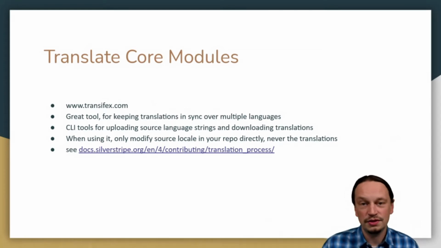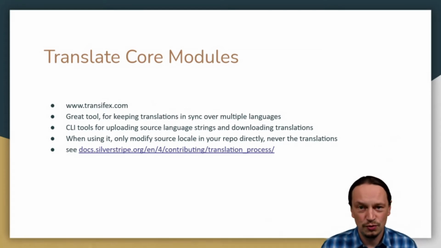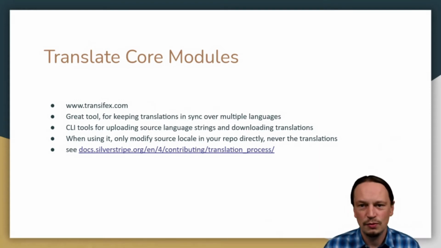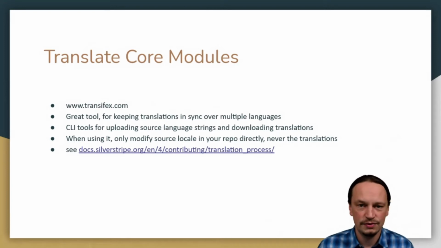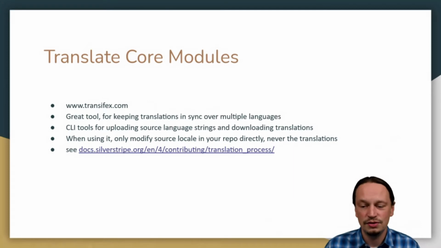But when you're using Transifex, you have to do everything with Transifex. So any pull requests you get in that are modifying the language files directly don't really work, because Transifex would overrule or overwrite this stuff. So never change this local stuff in your repositories directly.